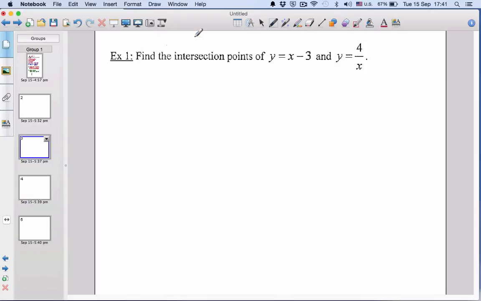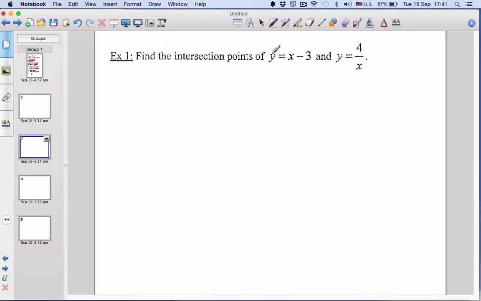Boys and girls, this is day 13 of the functions unit where functions meet. You're trying to find intersections of functions both algebraically and graphically. So let's do this one first. Example 1, find the intersection point of y equals x minus 3 and y equals 4 over x. When they meet, they're going to have the same x value and the same y value.